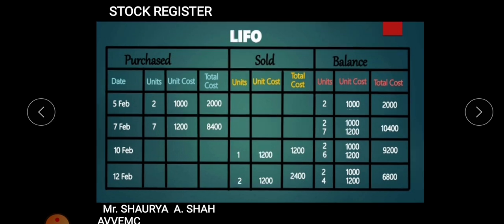This is LIFO method. Your opening stock will remain the same. You will write down in the same way which you have written in FIFO. Remember, there is no difference in opening balance. Purchase will also remain the same. No difference in purchase you have written, right? So far your sum is same. I hope it is clear. The only change comes when the issue starts or the sales starts, right?